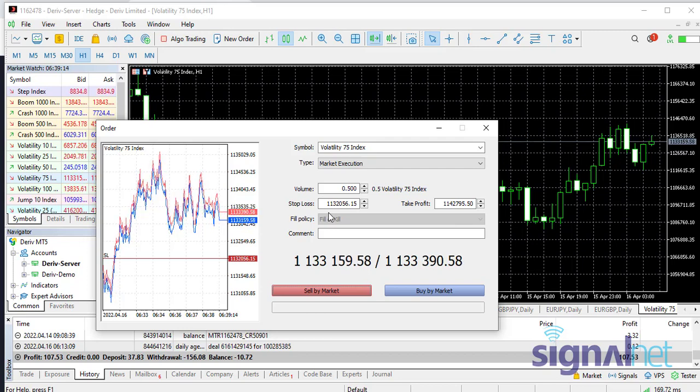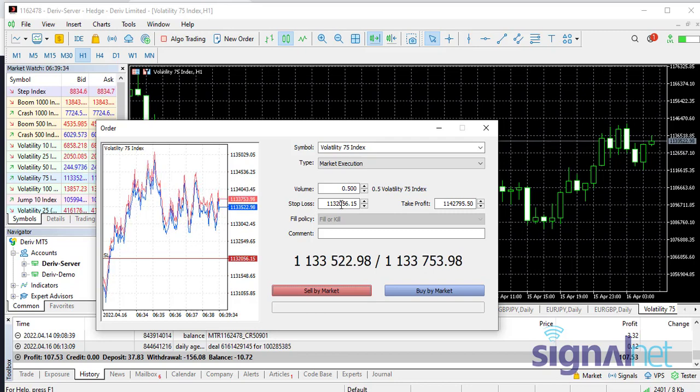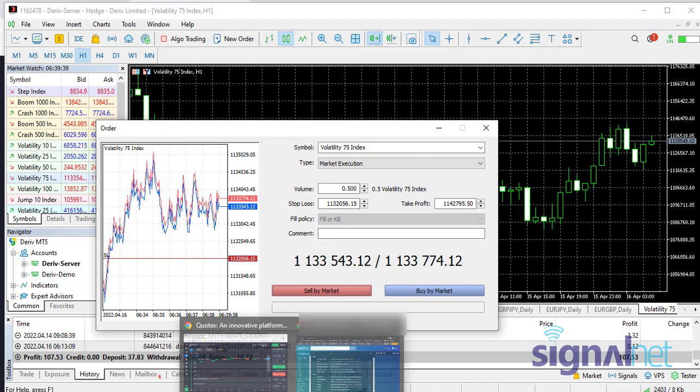So once I enter, I have control over my risk, adjusting my volume, reducing it, lesser risk, increasing it, higher risk. I have control over my take profit, how much profit I want to make, and how much I want to also lose with the stop loss. That is the extent of control I have. But in binary, I have a little more control. And so let me switch to binary so you will see it.